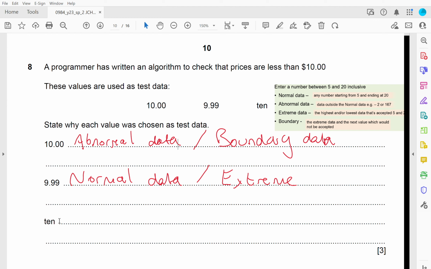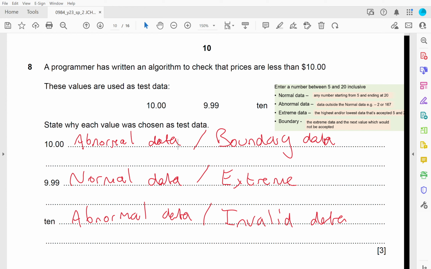Okay, let's have a look at 10. Right, now 10. To fit 10 into these, we'd have to say that it's not normal data, it's not extreme data, it's not boundary, it's not even the correct data type. I mean, it's technically invalid data, which would be accepted in the mark scheme. But we can just use these. It would have to be abnormal data. But if you put invalid, which is more technically correct, that would be fine. So you can see we can pick from those.